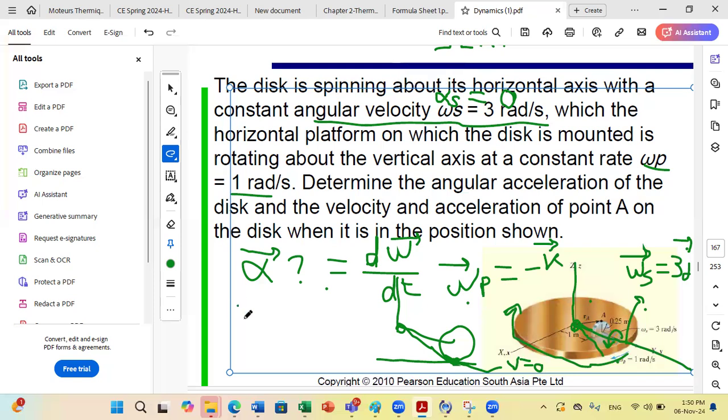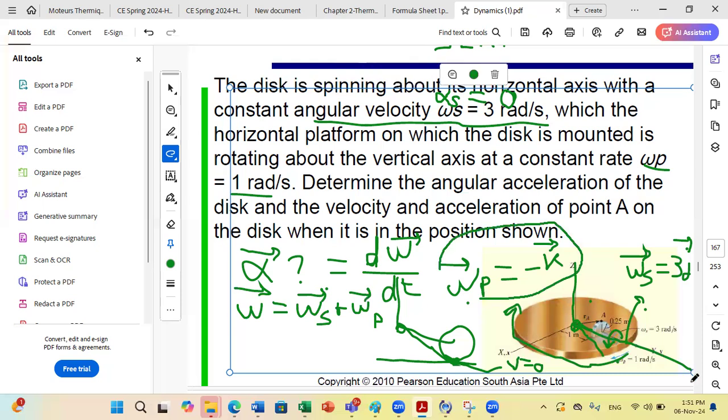Okay, but here what we need is to get the total omega. So we can say first that omega total is the summation of the two angular velocities, omega s plus omega p, and both are known in direction and in magnitude. So all we have to do is replace omega s by 3j and replace omega p by minus k to find omega total. Okay, this is the first step.